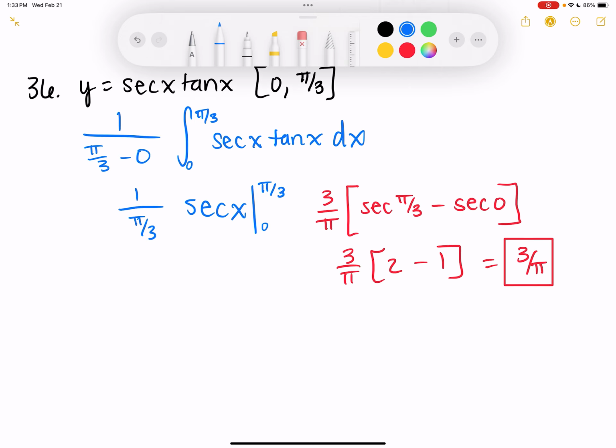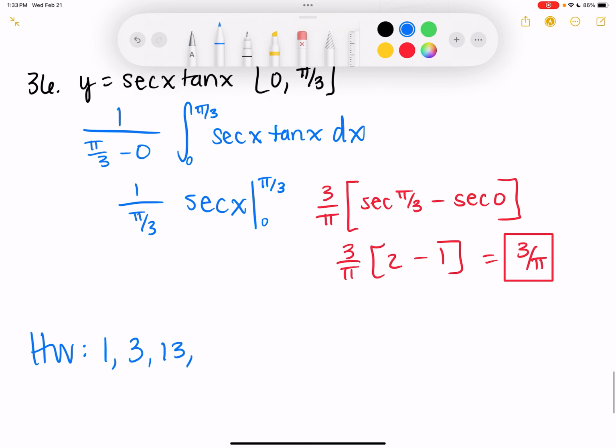Alright, problems. 1, which is going to be like number 2, so it's going to be long. 3 is just like 1, so if you feel confident about 1, you don't really need to do 3, but anyways, it's there. 13. And then 19 through 33 odd.